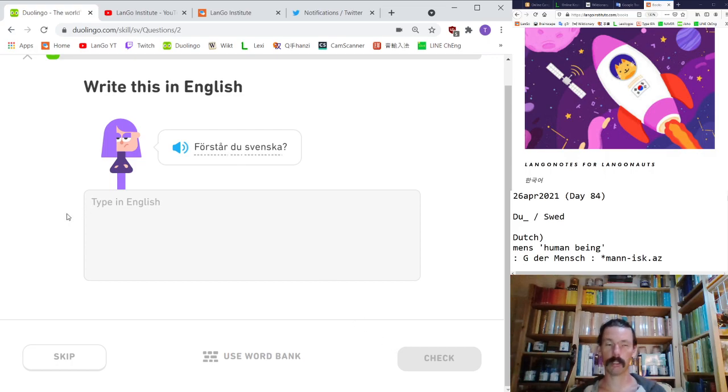Förstår du svenska? Listen to that cluster in the middle. What's happening is the R is retroflexing the following dentals. Förstår. I would say it's 2 segments, retroflex S, retroflex T. Can't have it across word boundaries to that effect. It happens in Norwegian as well, I believe.